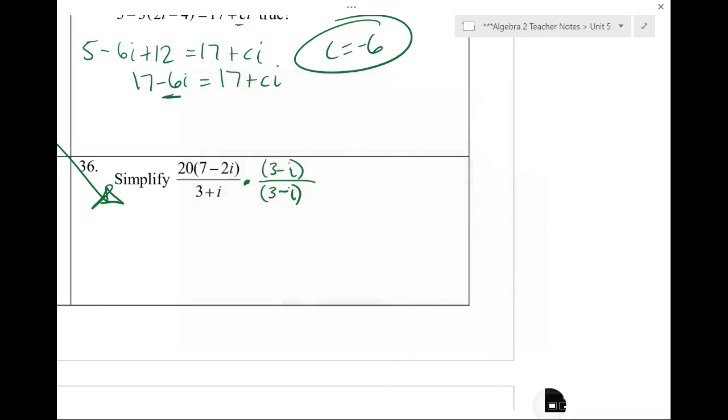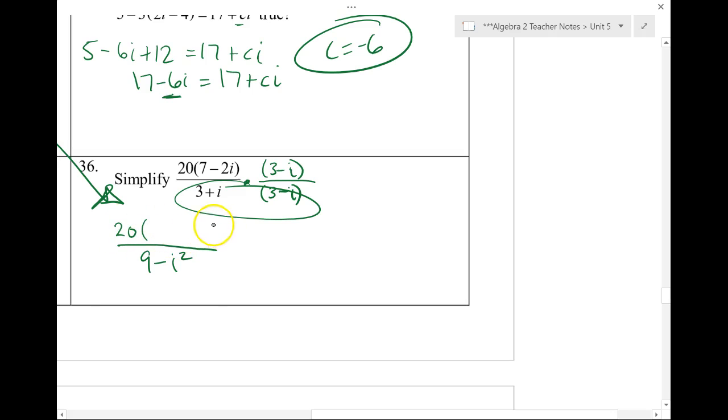You can FOIL this out. You can FOIL the bottom part out if you want, or you can follow that formula. So, in other words, for the bottom, that's going to be the first term squared, which is 9, so 3 squared is 9, minus the second term squared, which is i squared. Alright, now let's do the top.